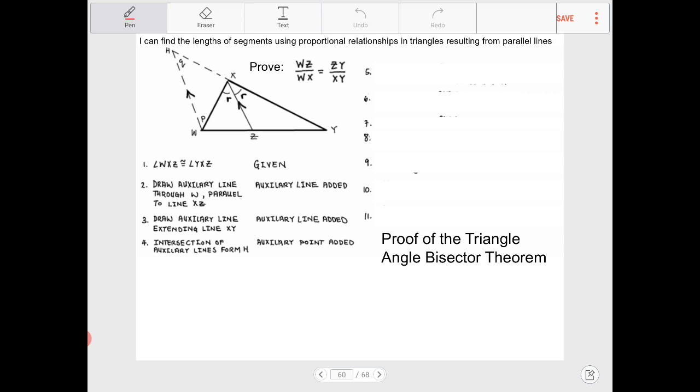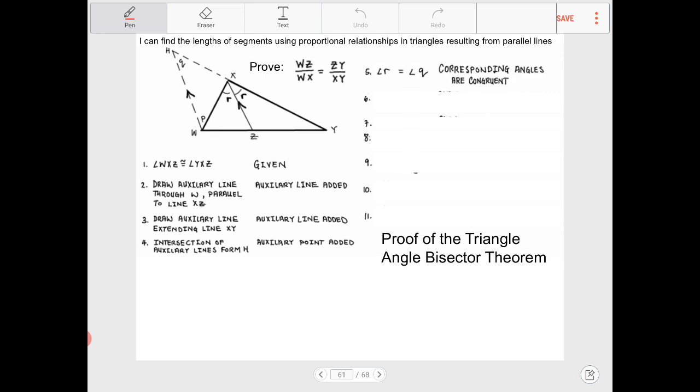extending segment XY and drawing a line from point W to that extension, so that we end up with a pair of parallel lines. The intersection of the auxiliary lines forms point H.